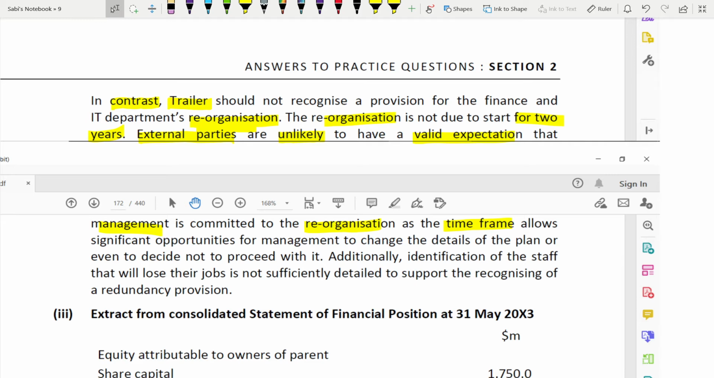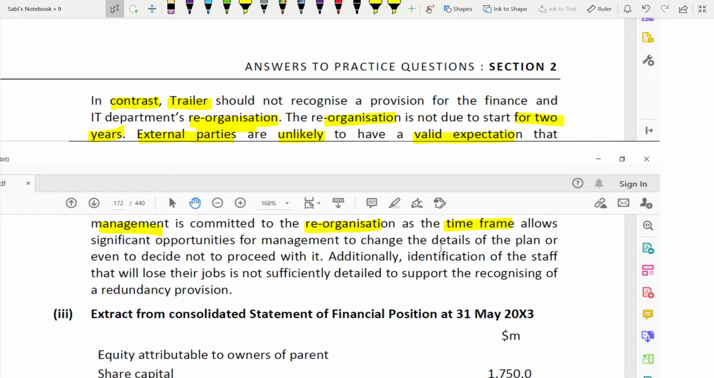But with a longer time you are given, okay, normally it's like that in a situation. The more time you are given, the more chances you have to change your mind. Because during those 2 years, you'll be getting more information, you'll be more aware, you know how things are. You'll be better informed than you were when you decided that the reorganization should go ahead. So that's why, because that time frame allows significant, see, they have told significant opportunity. They didn't say they will change their mind, definitely. Opportunities are great that they can change their mind.